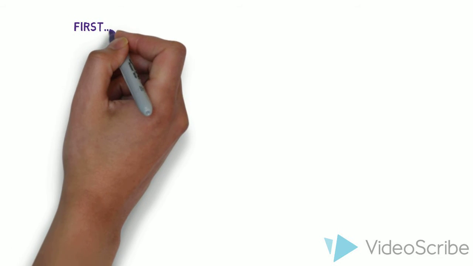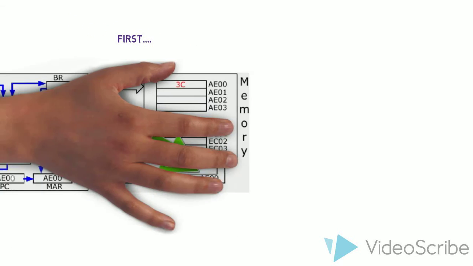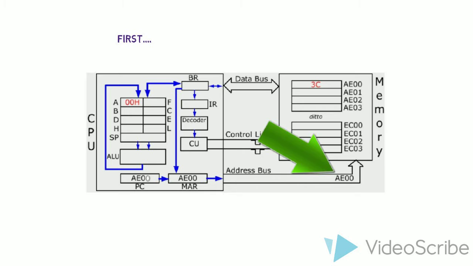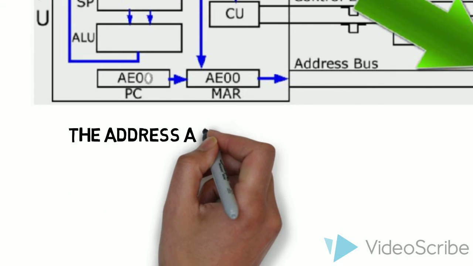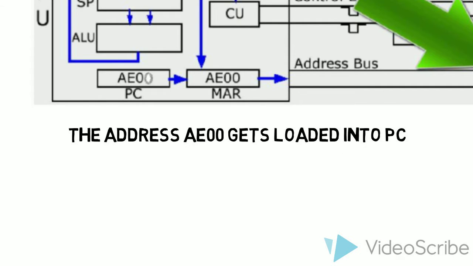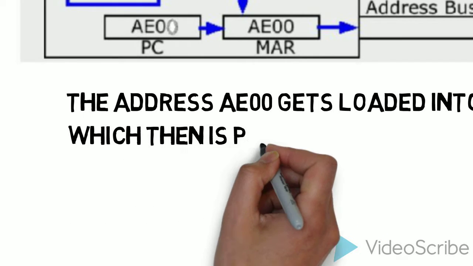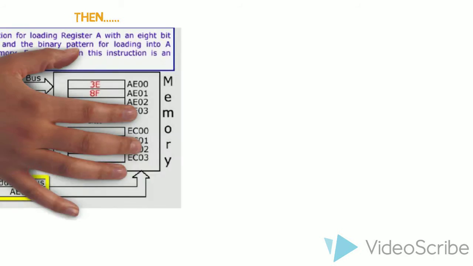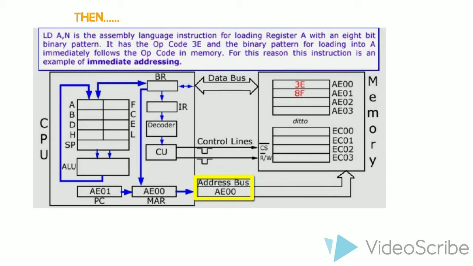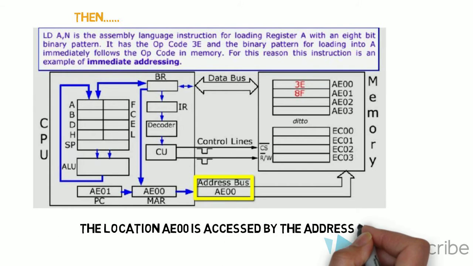So the execution of the instruction cycle begins with loading an address into the memory. This is what will happen now. The address AE00 gets loaded into the PC, that is the program counter, which is later passed to the MAR, that is the memory address register. Then the assembly language instructions for loading registers with an 8-bit integer pattern are executed. The location AE00 is accessed by the address bus.